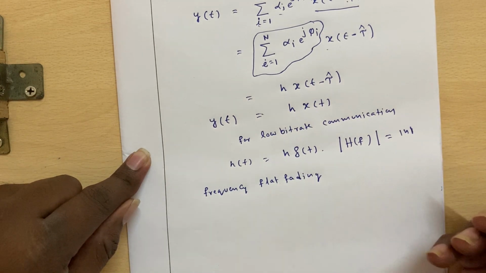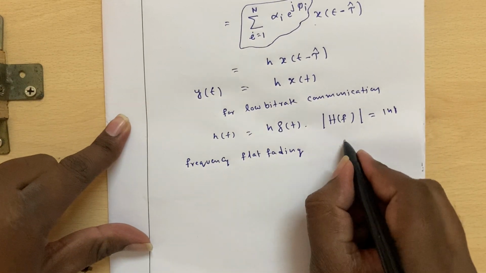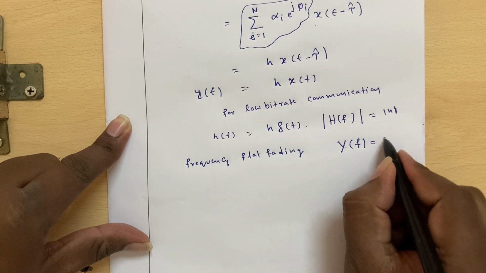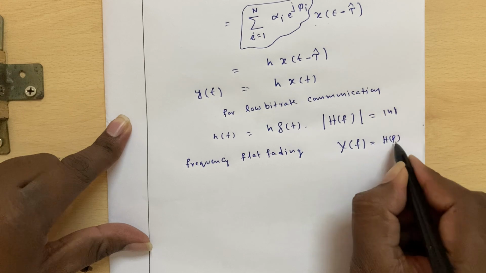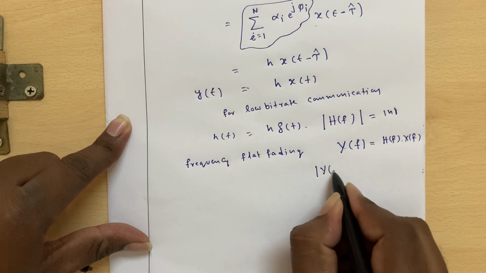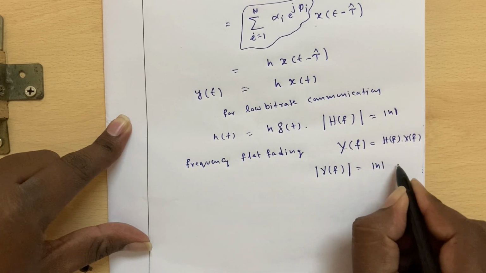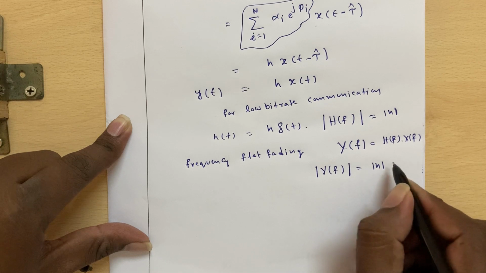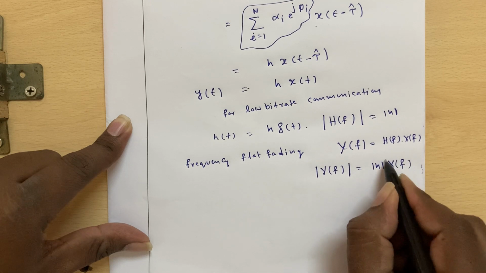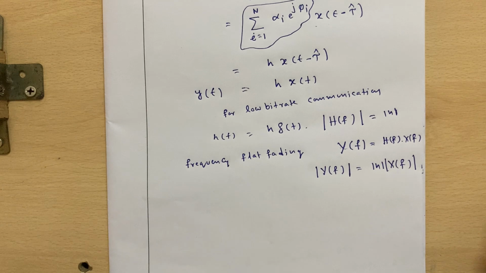We call it frequency flat fading because the spectrum of the received signal is y of f equal to h of f into x of f, and the magnitude of h is a constant. The value may be a random variable, but it will be constant over all the frequencies. So that's why we call the fading frequency flat fading. This we can observe in low bit rate communication.